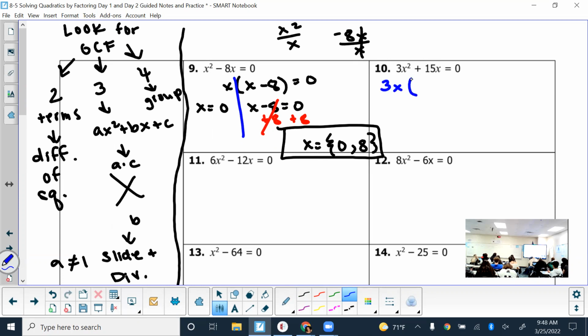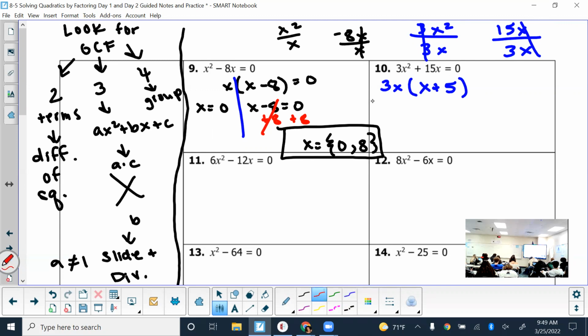3x is correct. That number will go outside parentheses. Inside parentheses is what you get from dividing it by the GCF. So like, what's 3x squared divided by 3x? 1x, or just x. Then 15x divided by 3x. 5. Right, the x's cancel, 15 divided by 3 is 5.